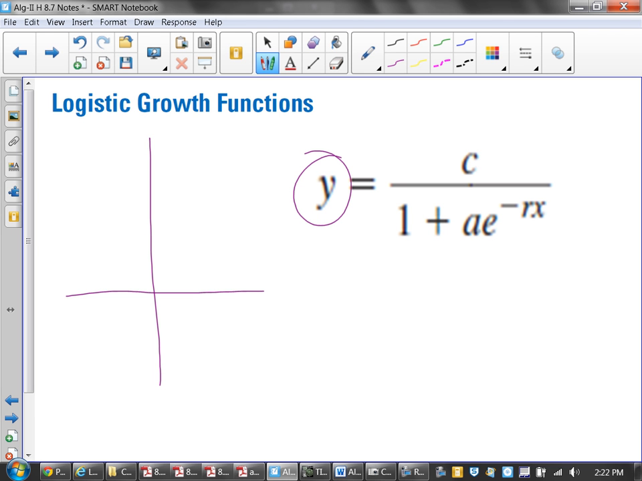So what happens now in every growth model, you're going to get two asymptotes. You're always going to have two horizontal asymptotes for these growth models. The horizontal asymptotes will always be at y equals 0 and y equals c. Okay? It's always going to happen. All of these graphs look like this.